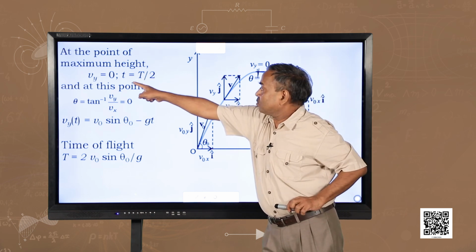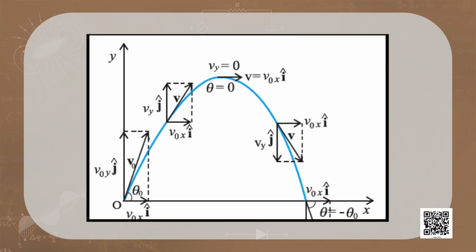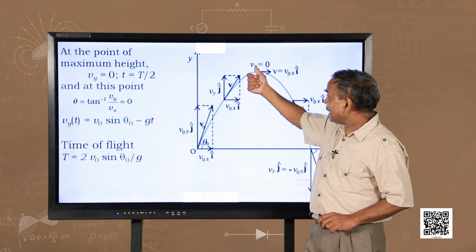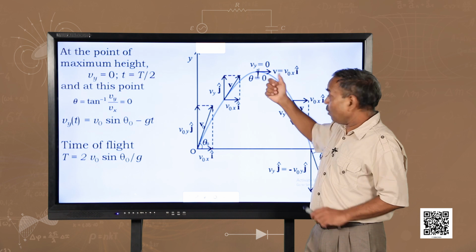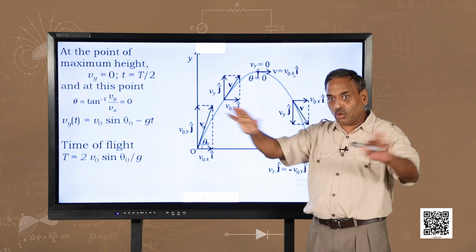So, at t is equal to capital T by 2, what is capital T? Yet again the total flight time. So, v y is equal to 0. So, at the highest point, this point where velocity in y direction is 0, however, the velocity in x direction is again the same, v 0 x. I am considering no air here.